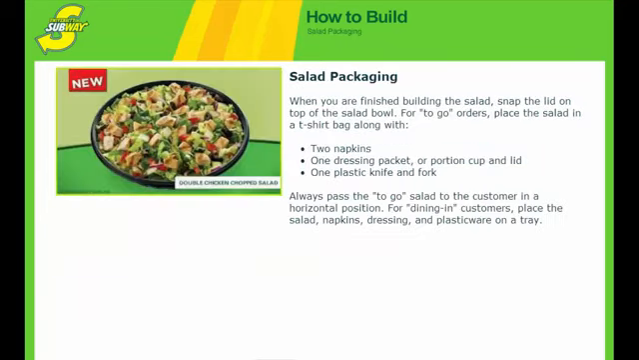When you are finished building the salad, snap the lid on top of the salad bowl. For to-go orders, place the salad in a t-shirt bag along with 2 napkins, 1 dressing packet or portion cup and lid, 1 plastic knife and fork. Always pass the to-go salad to the customer in a horizontal position. For dining-in customers, place the salad, napkins, dressing, and plasticware on a tray.